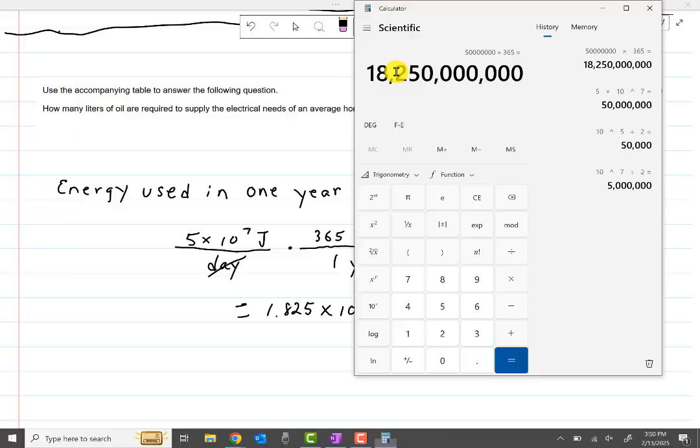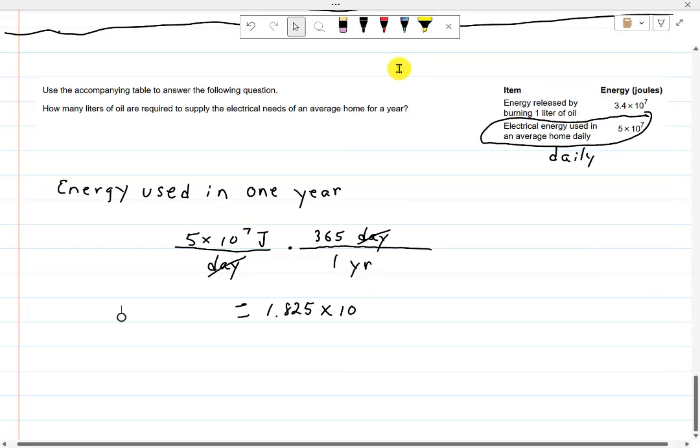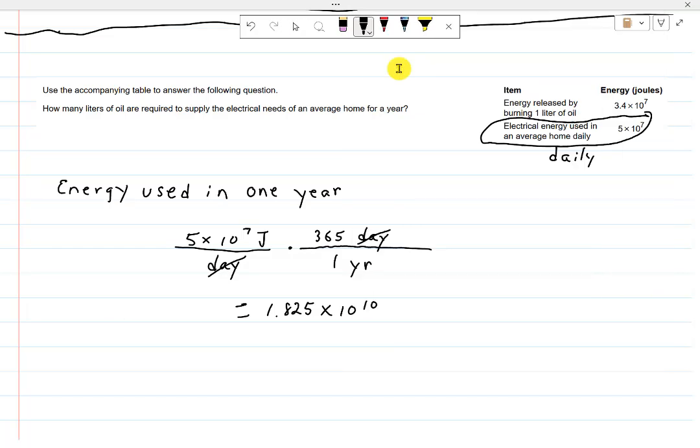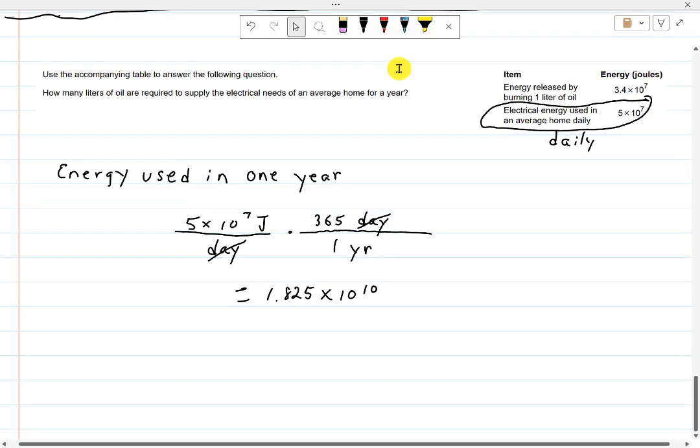Let me come back to it. How many places are after the 1? I've got 9, 10 places after the 1. So this is times 10 to the 10th. That's how much energy they need in a year. So we'll say joules per year.